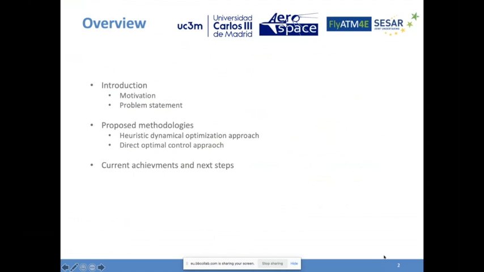I will start my presentation by presenting briefly a state-of-the-art through the motivation, problem statement, and identification of a gap. Then I will continue with addressing the gap by two high-performance trajectory optimization techniques, and in the end, I will briefly summarize the achievements and future steps.